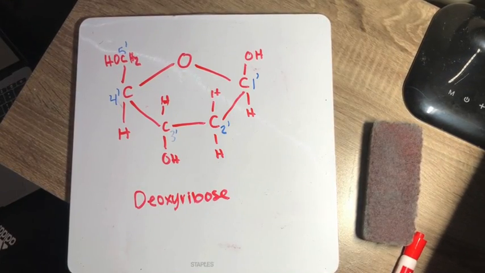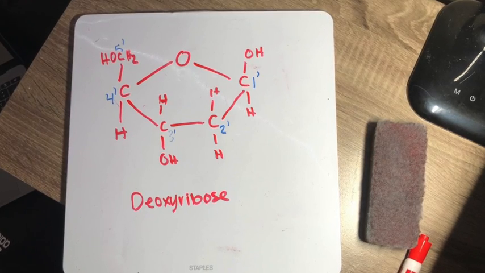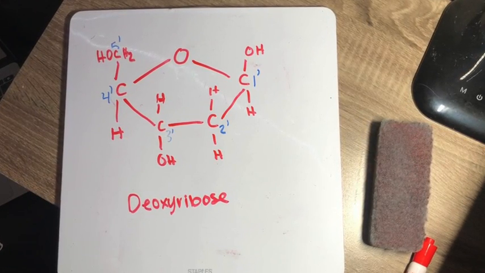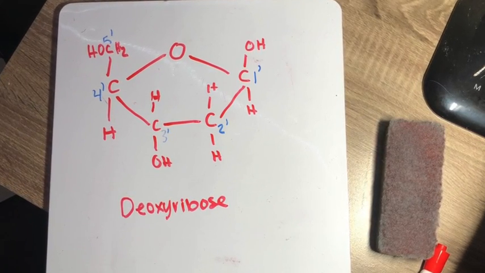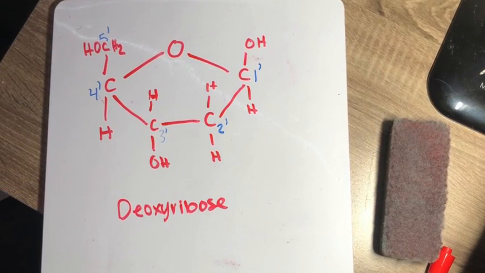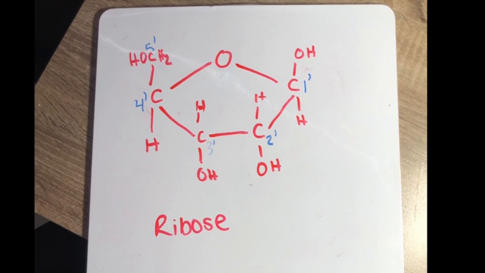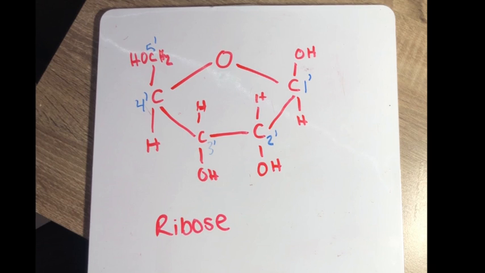However, the main point of variance is the C2 carbon. The deoxyribose sugar, a variant of the ribose sugar, has an H atom at the C2 carbon, while the ribose sugar has an OH group at the C2 carbon. Therefore, the C2 carbon of ribose in particular allows enzymes to distinguish between DNA and RNA.